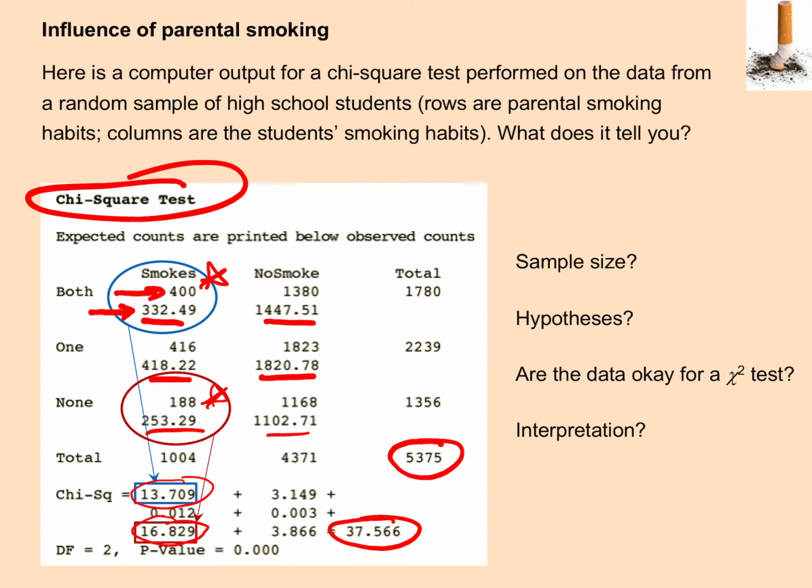So, what is our interpretation here? Well, look at our p-value, 0, effectively. So, there's strong evidence of an association between parental and student smoking habits. Our p-value is less than 0.001 in this case, and especially it seems that students with no parent smoking are less likely to smoke, whereas students with both parents smoking are more likely to smoke than we would expect if there was no relationship. And that's essentially what these comparisons here are showing us, okay?